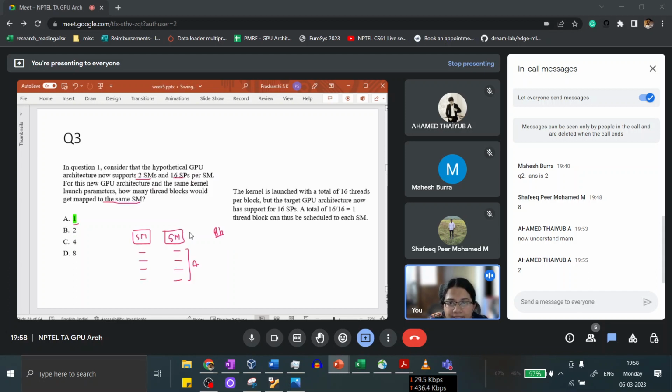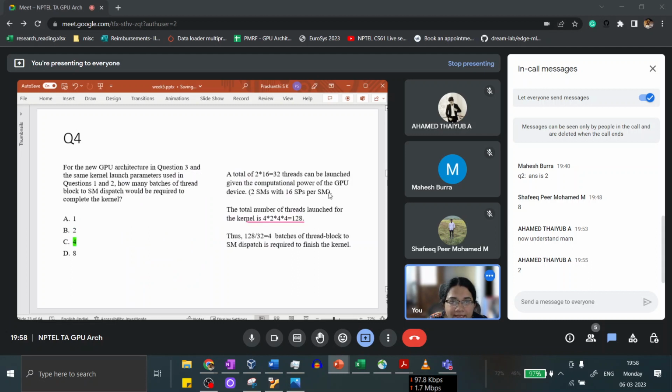At a time, how many threads are you launching? So we are launching 16 threads per block and we have 1 block per SM. So we launch 16 threads here, 16 threads here. So at a time we are launching 32 threads, but we need a total of 128, right? So 32 into x equal to 128, x equal to 128 by 32, which also gives you 4, right?